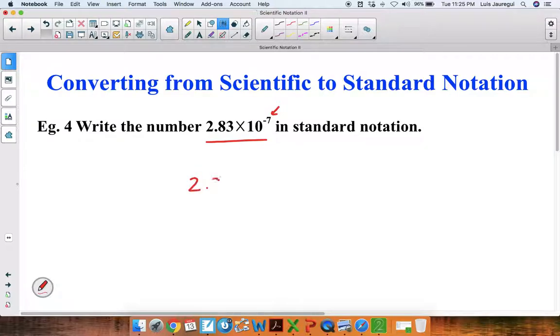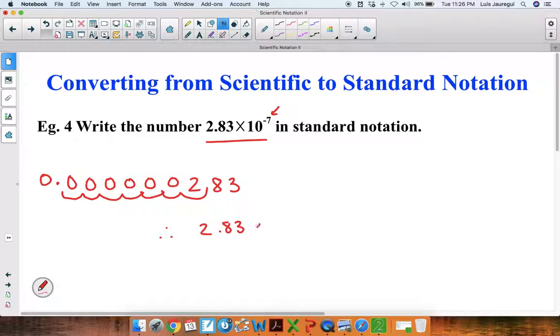So we take the 2.83 and we move the decimal point 7 times to the left. So here's once, twice, 3 times, 4 times, 5, 6, and 7 times. So what we're going to do, we're going to fill in these gaps with zeros, and we can also include the 0 before the decimal point. So we can say, therefore, 2.83 times 10 to the negative 7 is equal to 0.000000283.